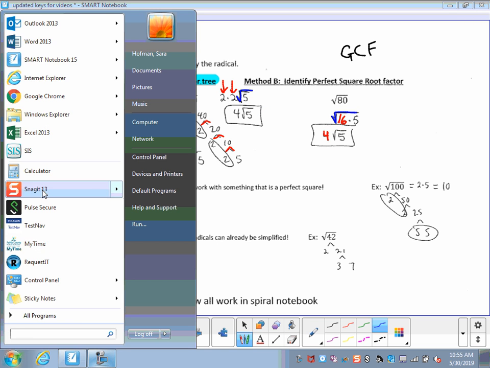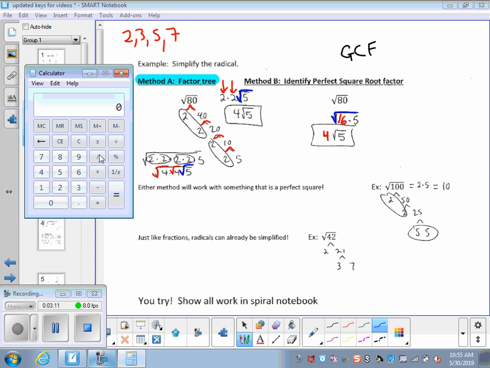Now to check to see if we're right, we're going to take out our calculators here, and first I'm going to have you guys just take the square root of 80, and the square root of 80 is 8.94 and so on. To check to see if we're right here, I'm just going to take the square root of 5 and multiply it by 4, and it should be this same decimal. So first I'm going to take the square root of 5. Now if I just multiply by 4, there's the 8.944. So it's the same thing.